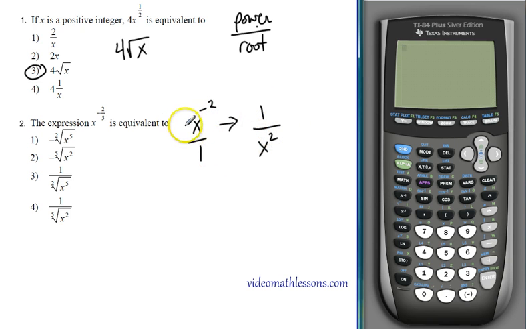But now what if there was a number upstairs? Like before we had a 4. Let's put a 4 back upstairs. If there was a 4 here to start, the 4 would stay and it wouldn't change. So this would turn into 4 over x squared.